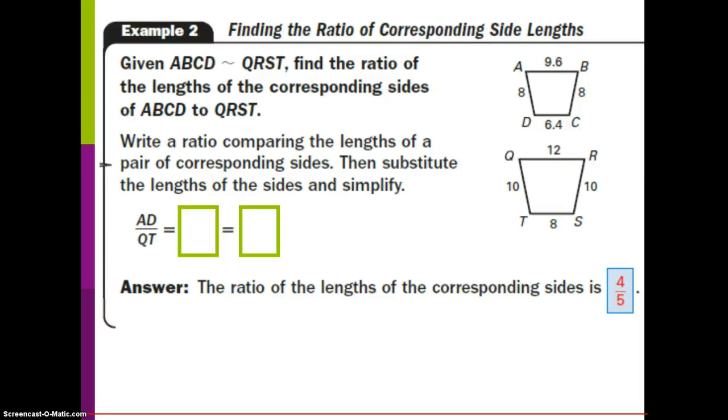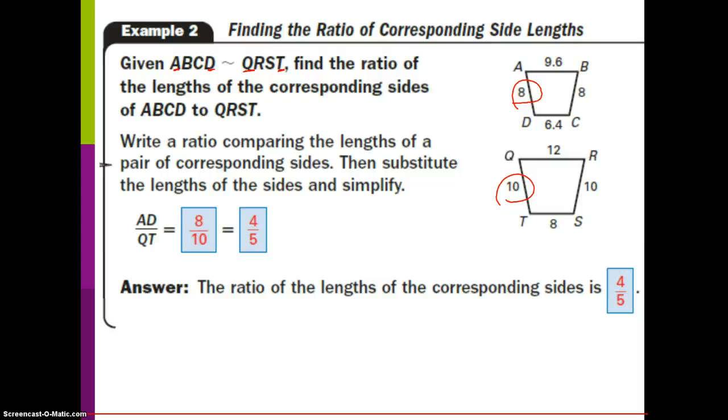First of all, you need to find a side that is corresponding. So you know A and D, first letter, last letter, is corresponding to QT. AD is 8, QT is 10. So 8 over 10. Simplify, 4 over 5. The ratio of the lengths of the corresponding sides is 4/5.